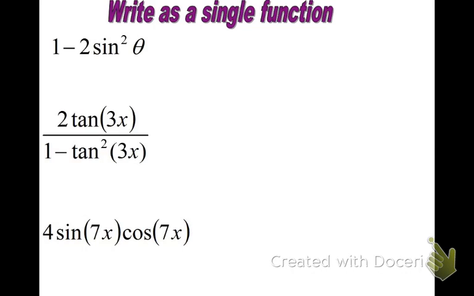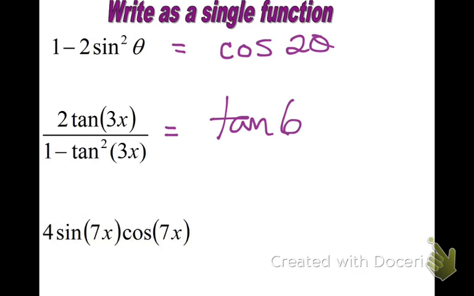Let's rewrite these as a single trig function. 1 minus 2 sine squared of theta would be written as, well, it's the identity, even though it's a sine function, of a double angle cosine formula. So it is cosine of 2 theta. Remember, you have to double the angle. The next example we have here is a tangent function. I think it's obvious why it would be tangent. So it's the tangent if you were to double the angle.